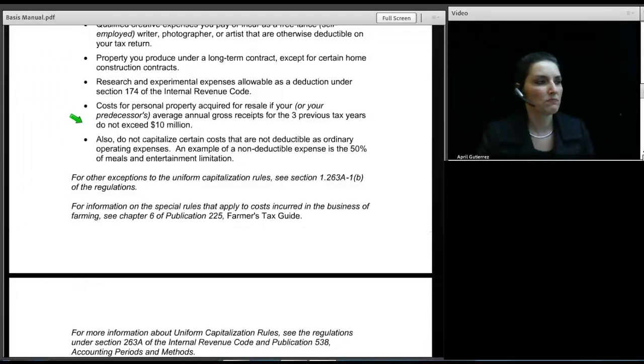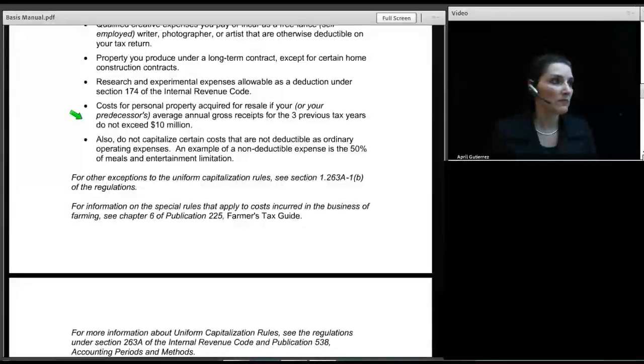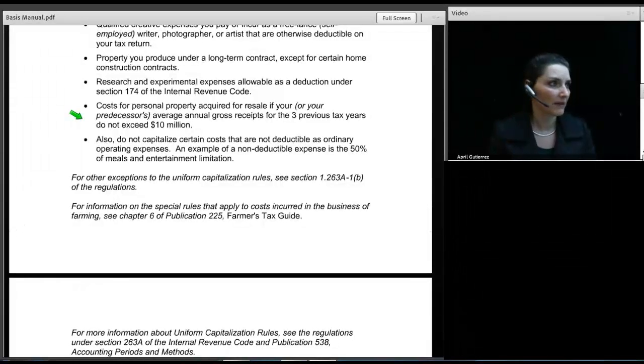So what that's saying is most small businesses don't have to follow the Uniform Capitalization Rules because their gross receipts are going to be less than that. So the Uniform Capitalization Rules are there and businesses are supposed to follow them, and when you get into large businesses, they are required to follow them. But with small businesses that lack the accounting capacity or the knowledge or skill to even begin addressing it, the IRS says you don't have to.